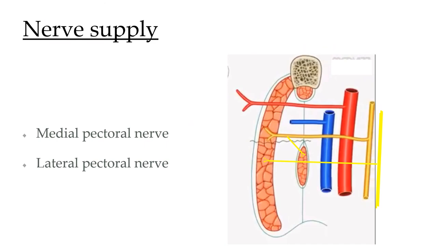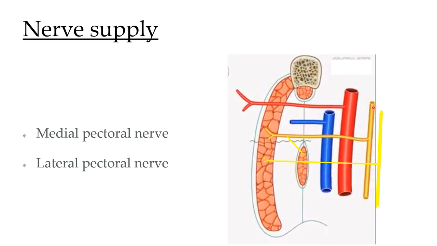The nerve supply to the pectoralis minor muscle comes from the medial pectoral nerve and the lateral pectoral nerve. Both these nerves are branches of the brachial plexus. So in order to understand how these two nerves innervate the muscle, let us see the schematic representation.